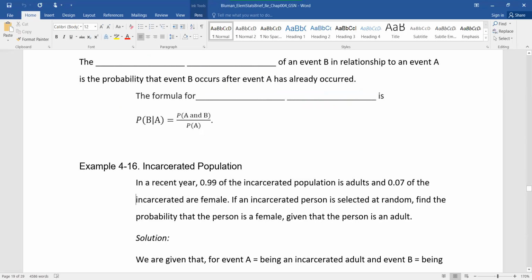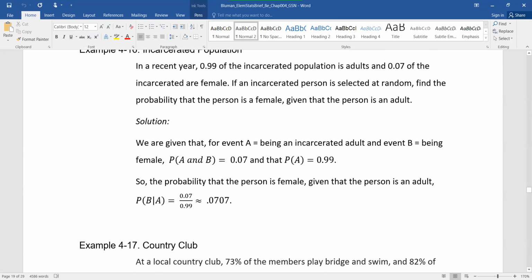Incarcerated population. Prison. That's like I just woke up.